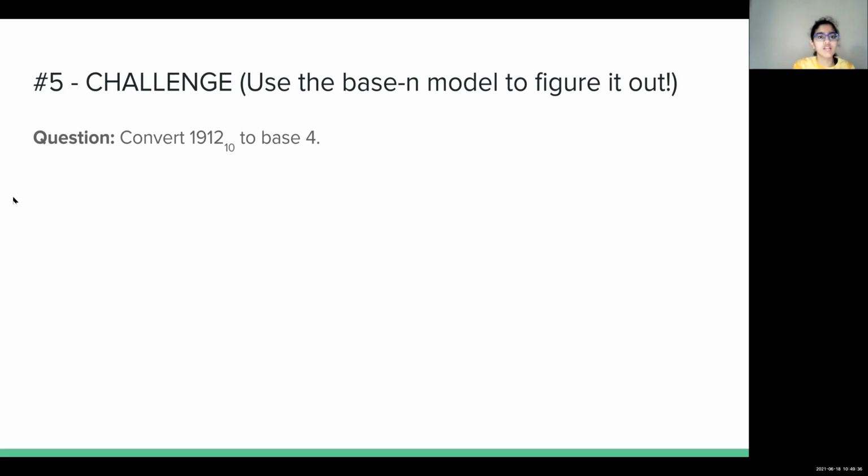Okay, so the question is: convert 1912 base 10 to base 4. So use the baseline model to figure it out. We haven't really covered base 4 in class yet, so this might be harder. So in the chat, just type your answer. You should be able to solve it using the baseline model, which I will draw.